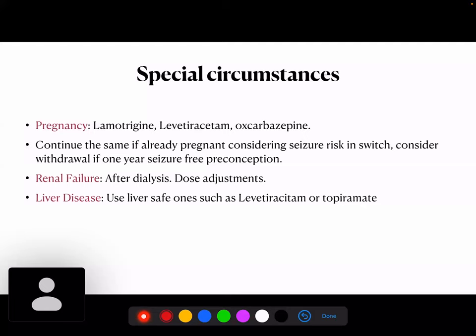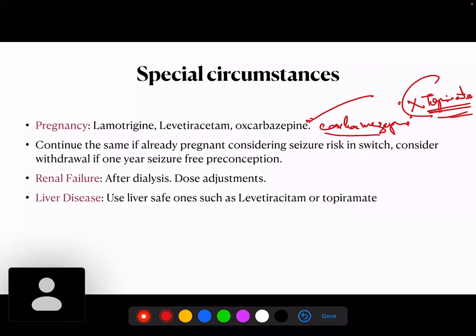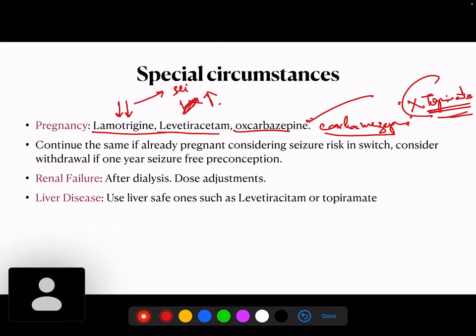Now, there are special circumstances that you must remember. First and foremost is pregnancy. Oxcarbazepine, levetiracetam, lamotrigine, and carbamazepine are fine in pregnancy. Now, research is coming saying topiramate is fine as well. I really would wait a few years because it used to be pregnancy category X a few years back. So you just remember these three and four. Also remember that lamotrigine levels decrease during pregnancy. So a patient who is stable on lamotrigine might become pregnant and start having seizures unless you increase the dose of lamotrigine. So very important, especially for neurology PGRs. For others, just remember that these are the safer ones.